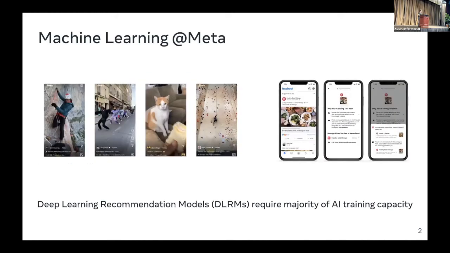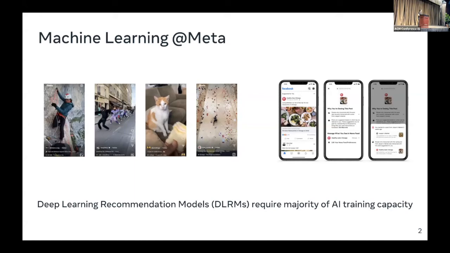Machine learning is used pretty extensively at Meta across a variety of products, but perhaps the most dominant and prevalent use case is deep learning recommendation models. These models are used to suggest new and meaningful content for users, and as a result, underpin a lot of our products. For example, Instagram Reels or newsfeed post ranking.